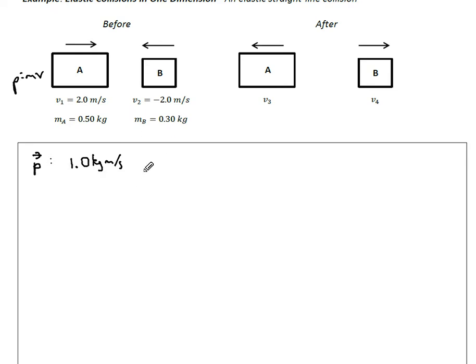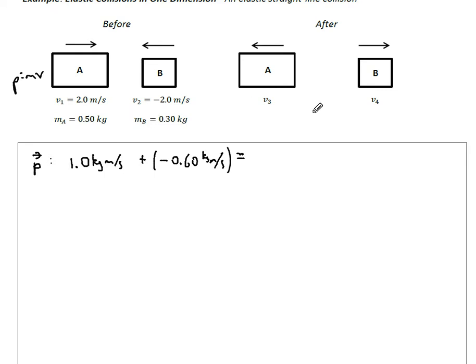So object A, we have 2 times 0.5 is 1. Now object B, we're going to add the momentum of object B, but it's negative, so we have 2 times 0.3. It's negative, so we get negative 0.60 kilogram meters per second. And that's the left side. This is just like what we did in the earlier days of this topic.